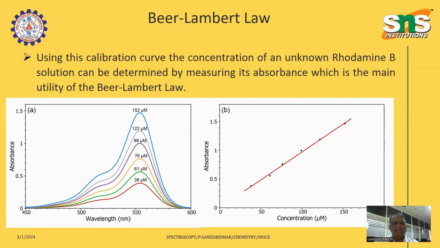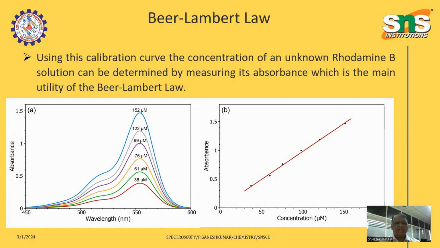So these are the rhodamine B curves. In graph 1 on the left side, the x-axis is wavelength, between 450 and 600, and the y-axis is absorption. See at the bottom, the red line, 38 micromolar concentration. The absorption is less. And when the concentration increases, the absorption keeps increasing, which proves Beer-Lambert's law.